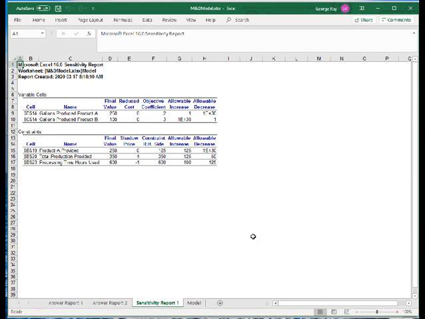The other thing we'll look at is how a change in the right-hand side of the constraint will affect the optimal solution. So let's say we needed to produce a minimum of 375 units of total production. How would that affect our solution?